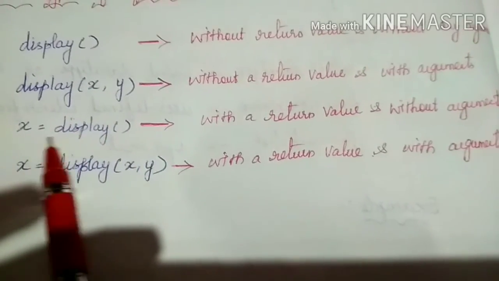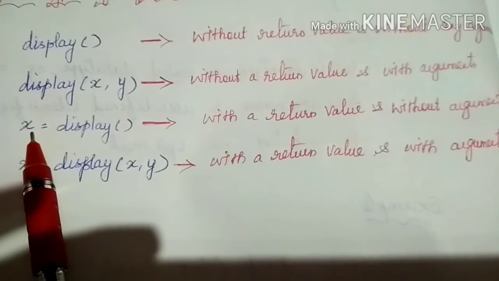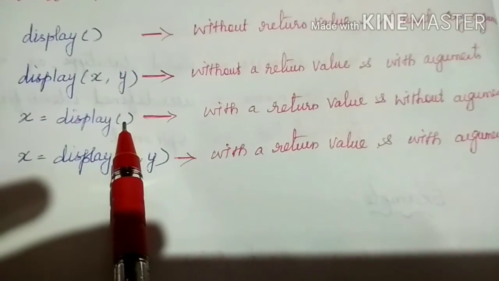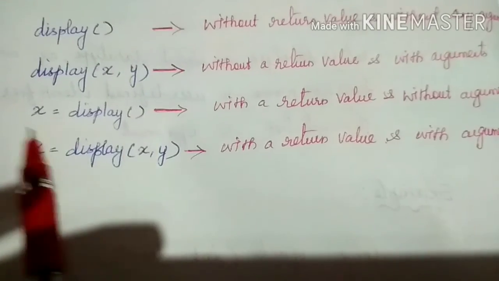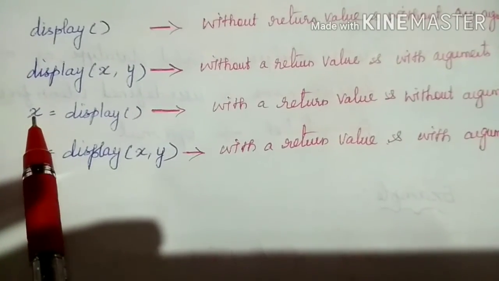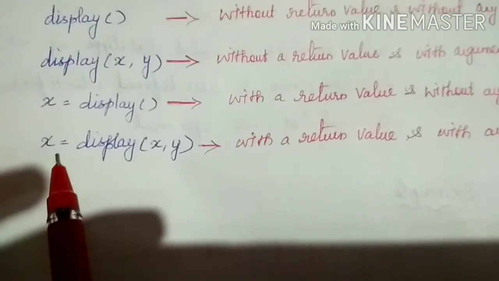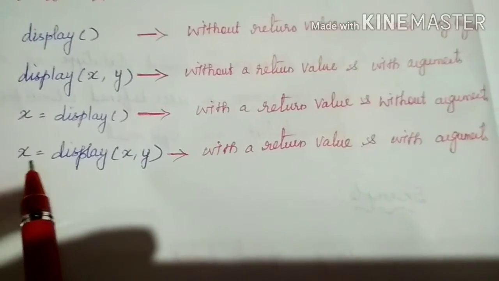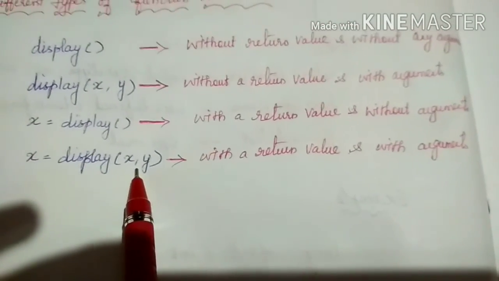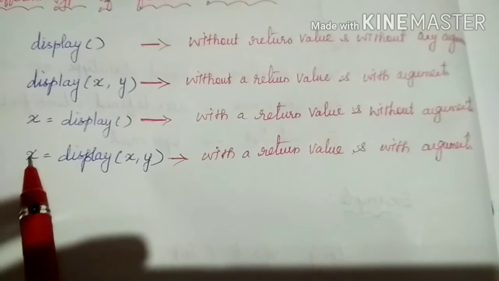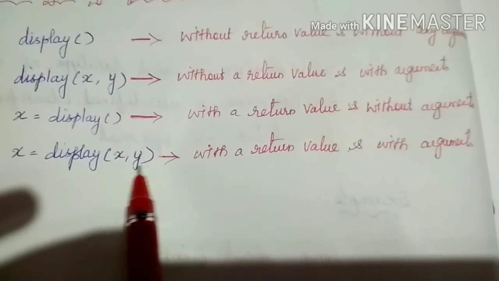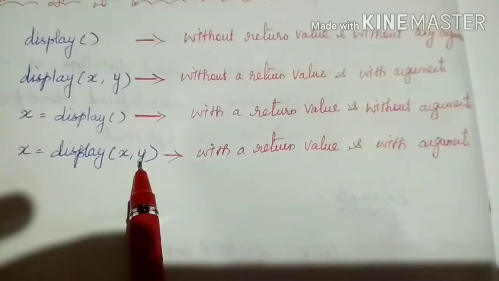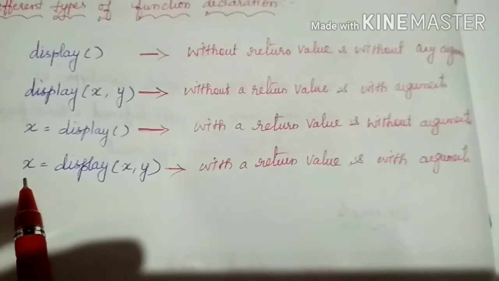Okay, this is an example for with a return value and without argument. Here no arguments are passed, so this is the example for without arguments, but a return value is given, x is the return value. Okay, and then this is an example for with a return value and with arguments. x equal to display of x comma y. Here 2 arguments are passed, one is x, another one is y, and the return value is x. Okay.